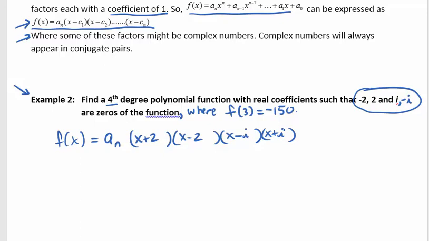All right. What we want to do next now is we want to simplify all of this stuff down. So I'm going to start by multiplying those 2 together and multiplying those 2 together. And I think this thing will simplify for us.